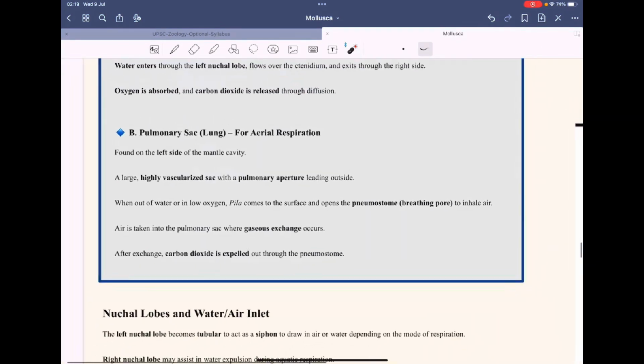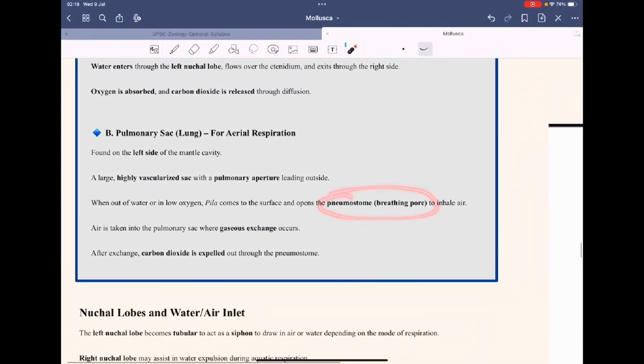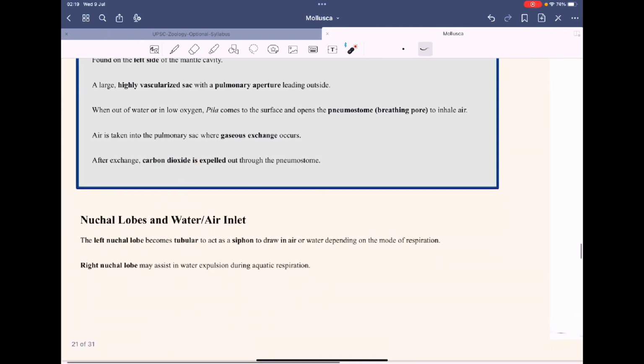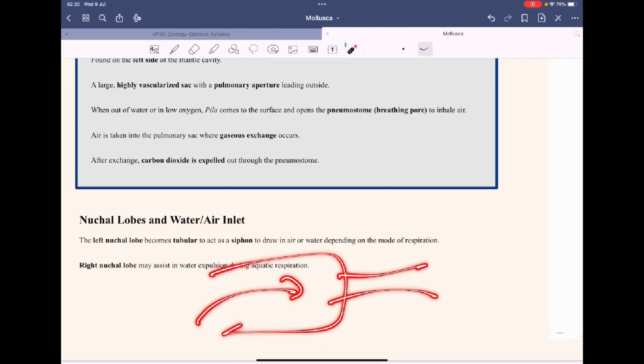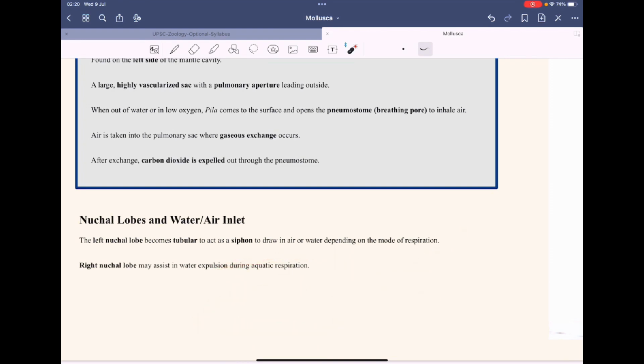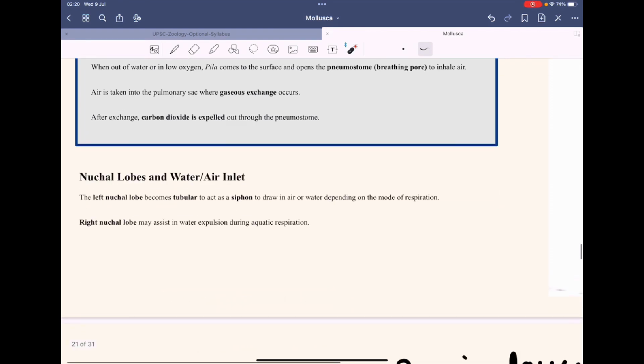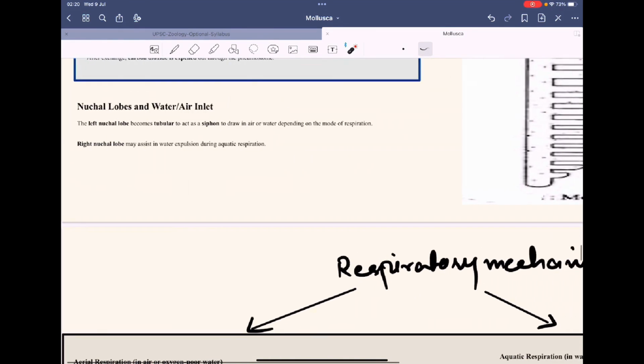The pila comes to the surface and opens the pneumostome, that is a breathing pore, in order to inhale the air. And then the gaseous exchange takes place in the sac, and the carbon dioxide is expelled out of the body. There are nuchal lobes, or the water and air inlets. The left nuchal lobe becomes tubular in order to act as a siphon, so that the water will come into the nuchal lobes, and then it will enter into the gills. And in a similar way, there is the right nuchal lobe. It helps in the expulsion of the water during aquatic respiration.